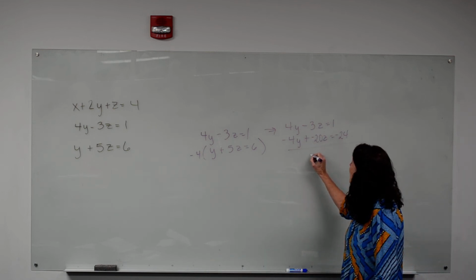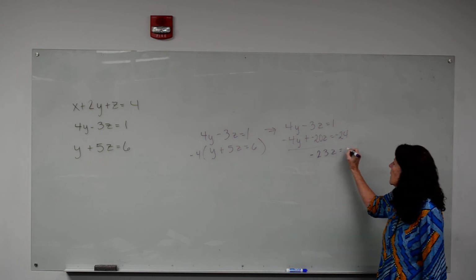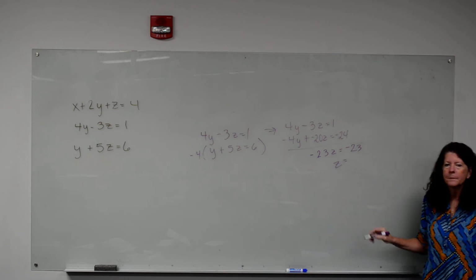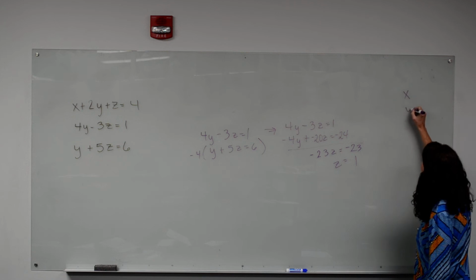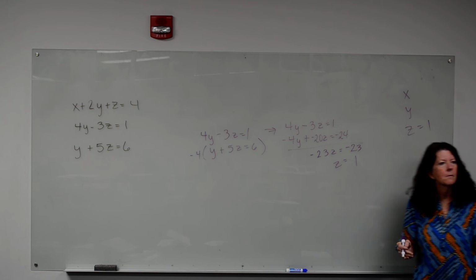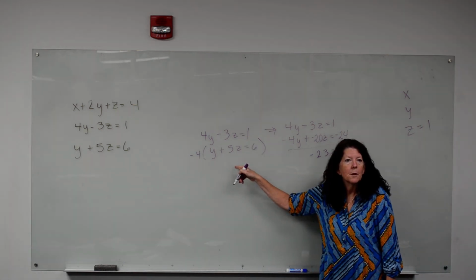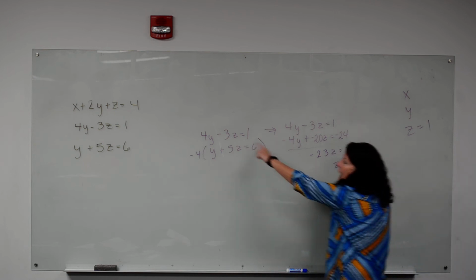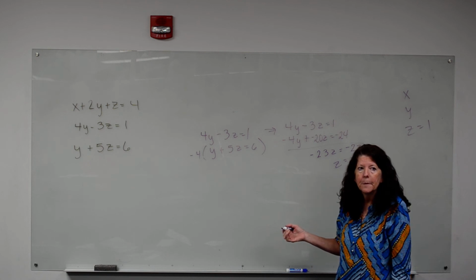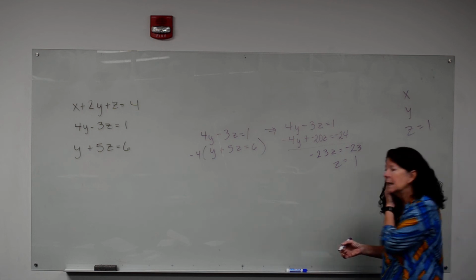So this is going to give me negative 23z equals negative 23. So what is z gonna equal? 1. Okay, so z equals 1. How am I gonna find something else? Plug it back into one of these 2. These 2 just have the z and the y, so I can solve for y if I plug it back into one of them. You can plug it into either one of them.